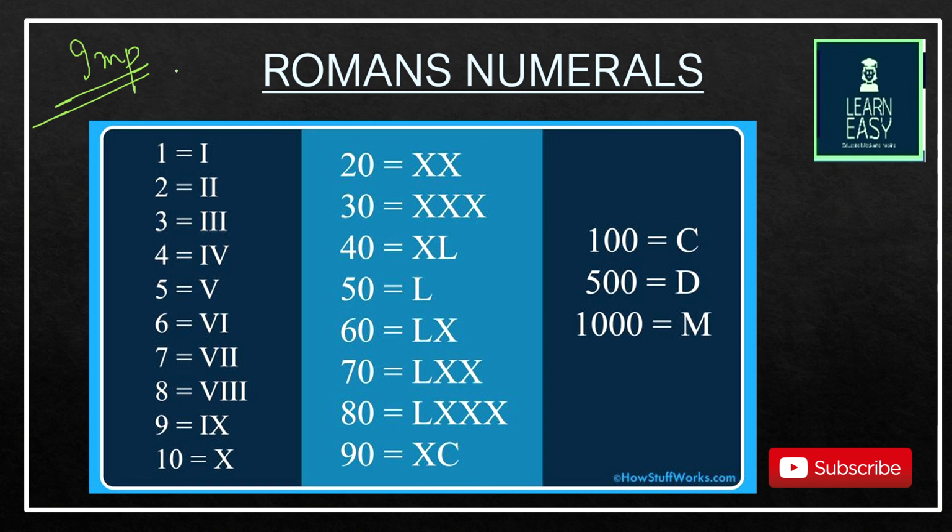So 1 stands for I, 2 stands for II, 3 stands for III, 4 is IV, 5 is V, 6 is VI, 7 is VII, 8 is VIII, 9 is IX, 10 is X, 20 is XX, 30 is XXX, 40 is XL, 50 is L, 60 is LX, 70 is LXX, 80 is LXXX, 90 is XC, 100 is C, 500 is D, 1000 is M. Am I clear? So this is very important for all of you to understand.